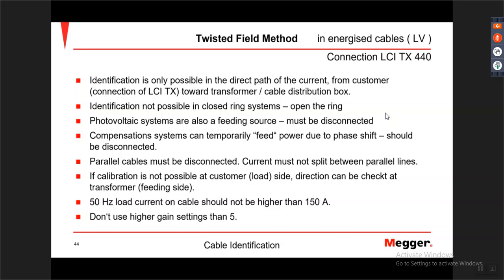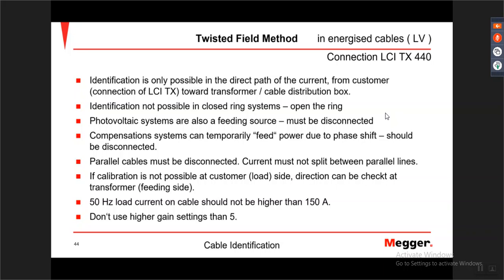Identification is not possible in closed ring systems, as there is no loop point to complete the circuit. It must be an open ring with a connection at one end. Photovoltaic systems are also a feed-in source. This must be disconnected. Compensation systems can temporarily feed power due to phase shift. Again, these should be disconnected.